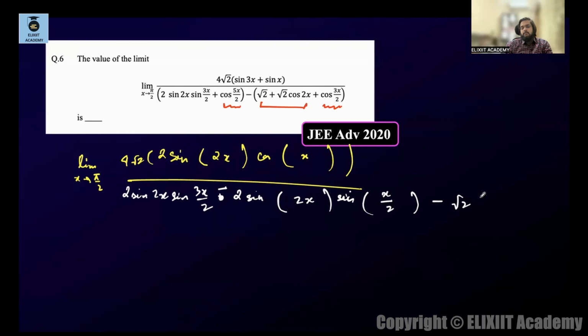So we can take out root 2 common from here, right? So we are left out with what? 1 plus cos 2x. Now 1 plus cos 2x is basically 2 cos square x. Okay, that's what we are having.